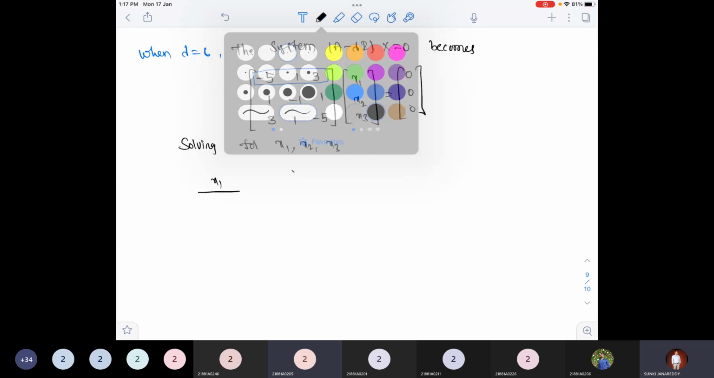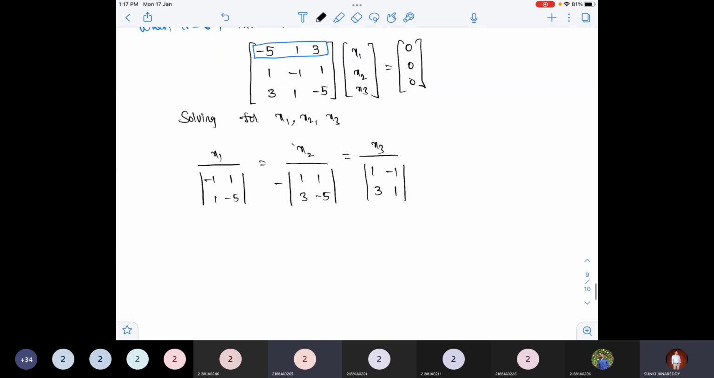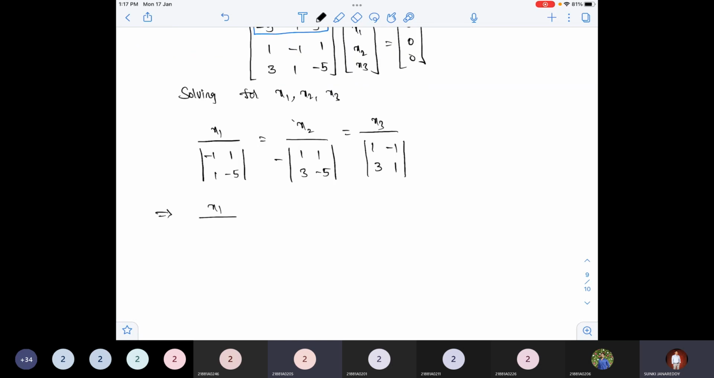Fix the first row and tell me the values. x1 by: leave the first row first column, then 1 -1, 1 -5. Then leave the first row second column: minus of 1 1, 3 -5. Next, leave the first row third column, then we get 1 -1, 3 1. That implies x1 by 5 4 -1, x2 by -(-5 -3), x3 by 3 plus 1.